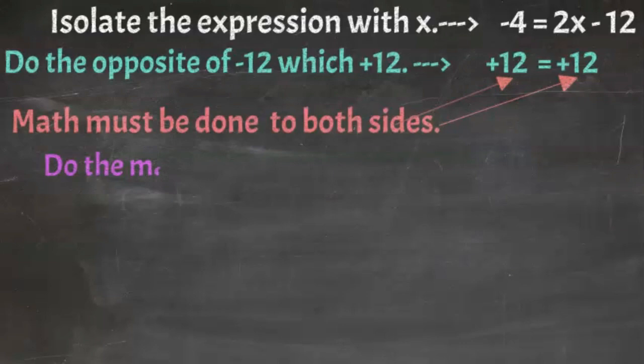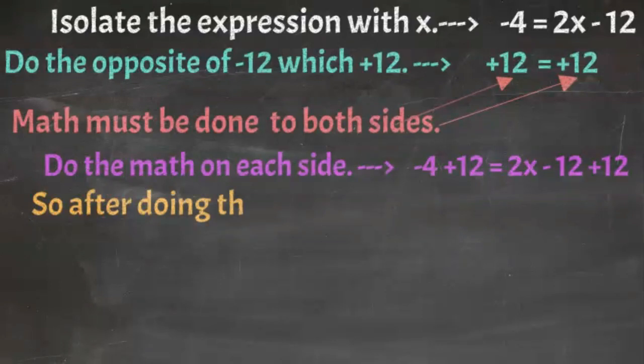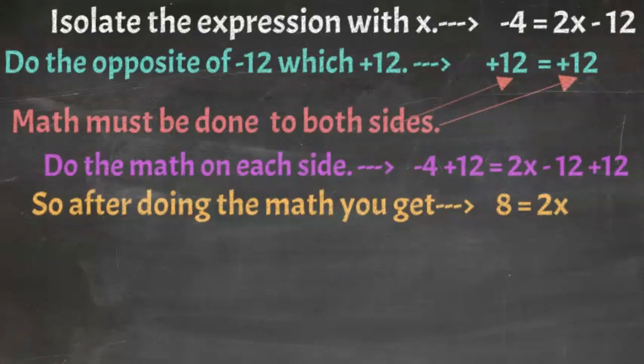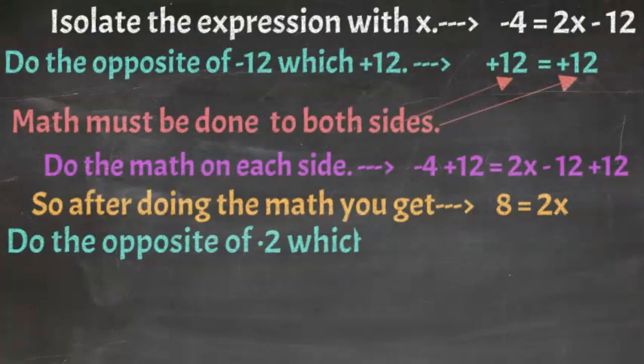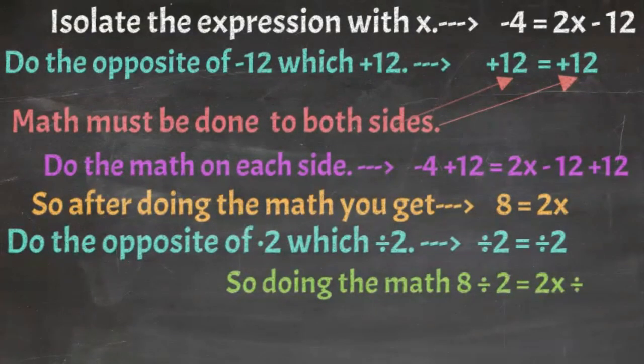Doing the math on each side, we get negative 4 plus 12 is equal to 2x minus 12 plus 12. So after doing that math, you get negative 4 plus 12 is 8. 2x minus 12 plus 12 is 2x. We have to do the opposite of the multiplying by 2, which is dividing by 2, because we want to isolate the x now. And we get divided by 2 on both sides. So doing that, we get 8 divided by 2 is equal to 2x divided by 2. And that makes the answer 4 is equal to x, or x is equal to 4.